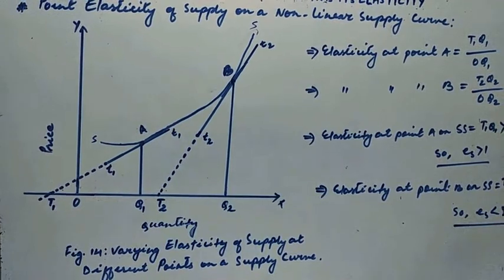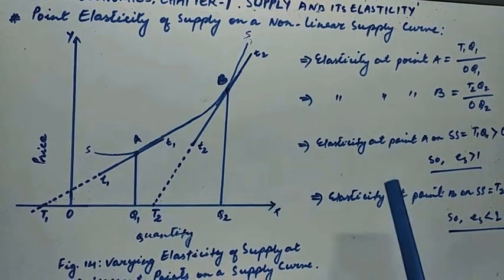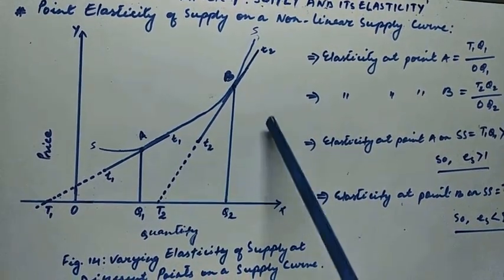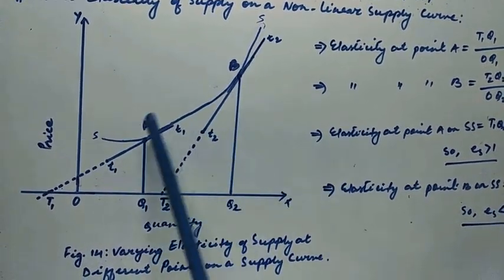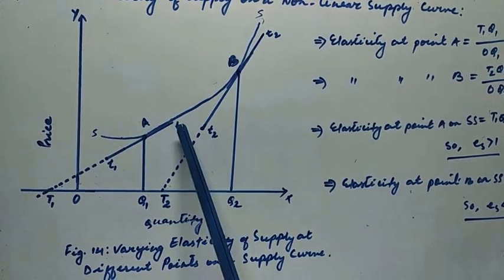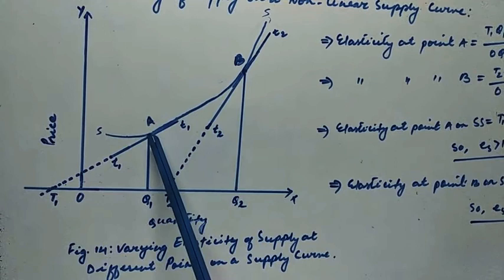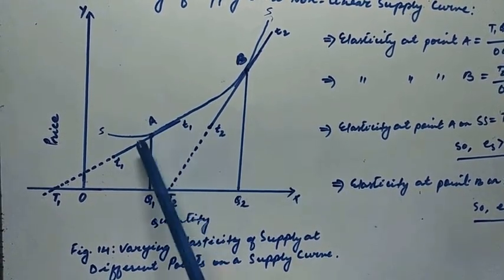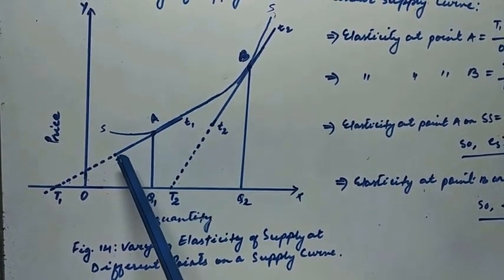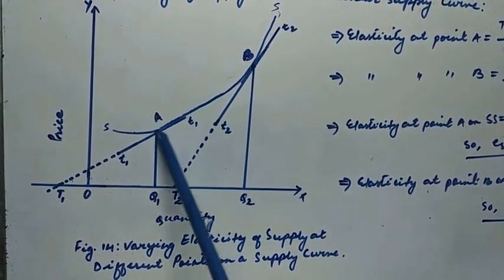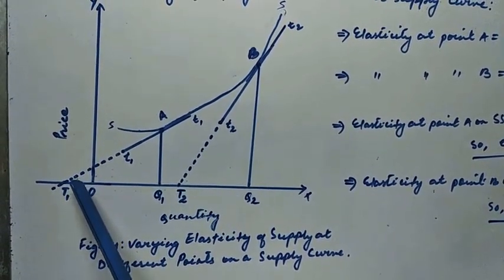But before doing that, in order to measure the price elasticity of supply on a non-linear supply curve, we first have to draw a tangent line to the supply curve. So a tangent line T1 is drawn at point A. After drawing the tangent line T1, we extend this tangent line towards the x-axis, touching the x-axis at T1.